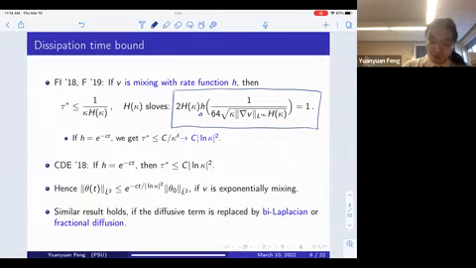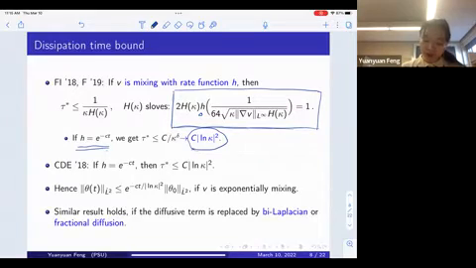Okay, this formula looks complicated, but in most cases, people are interested in the rate function H with exponentially decaying rate. So if H is exponentially decaying, this formula actually tells us that tau star can be bounded above by C times log kappa squared. So this estimate gives us this upper bound of tau star.